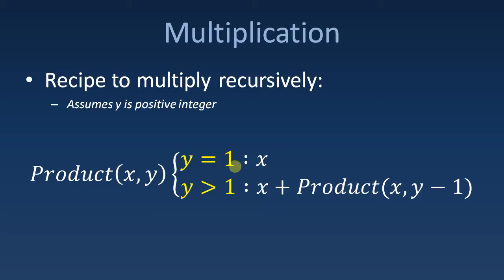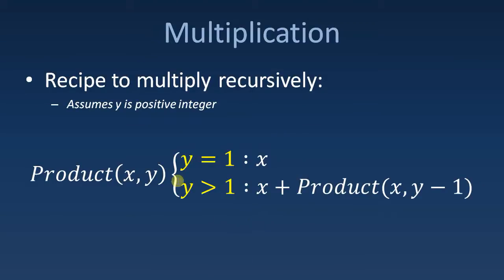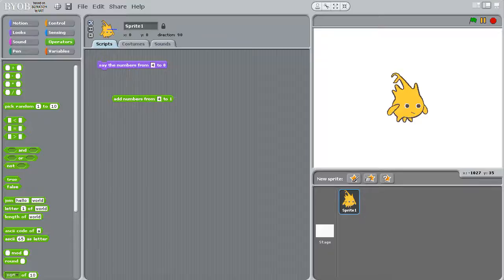Now this recipe obviously only works for positive values of y. If I start with 6 times negative 2, this is going to keep counting down forever. But as long as we restrict ourselves to that set of numbers, this recipe should work just fine. So let's try and translate this recipe into BYOB code.